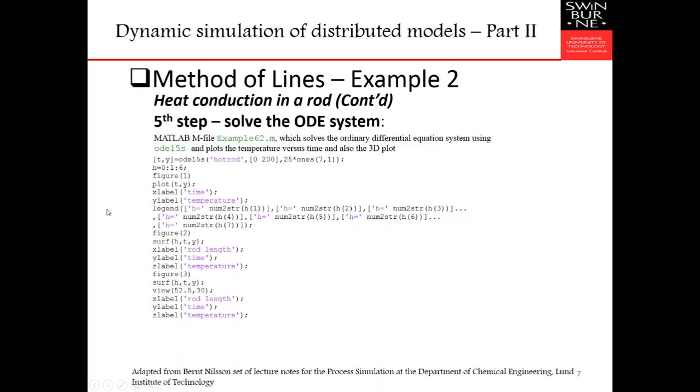Then we create another MATLAB M file, example 62.m, where we solve these particular functions using ODE15s from 0 to 200, and then this one is the initial guess value basically, and then we create 3 figures, 1, 2, 3. Then we will get the result as shown in the following slide.